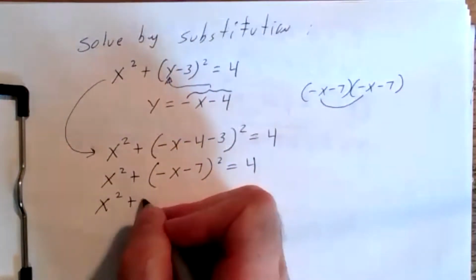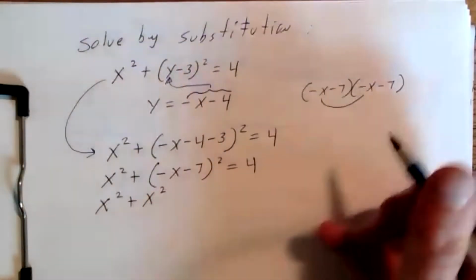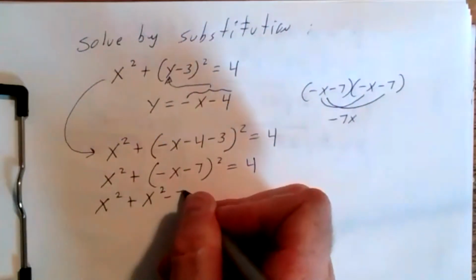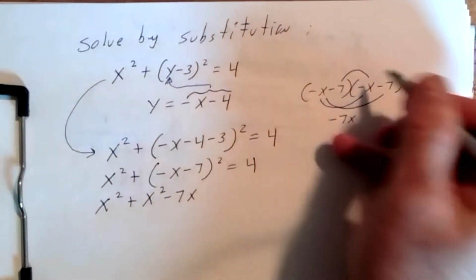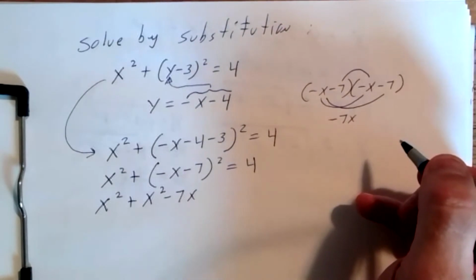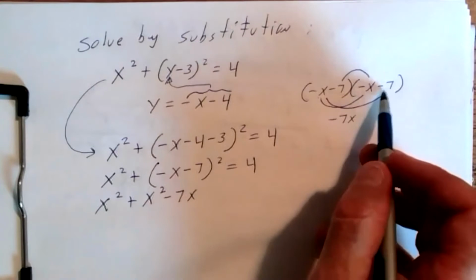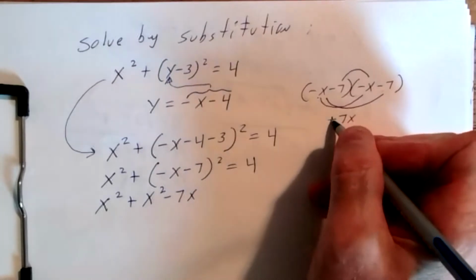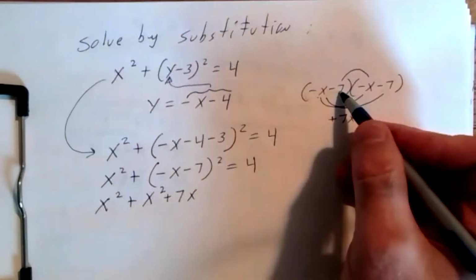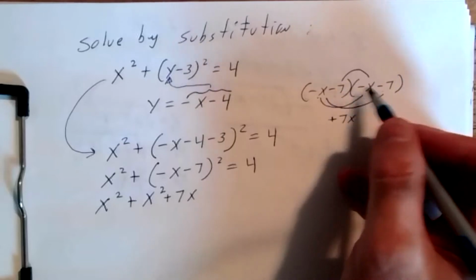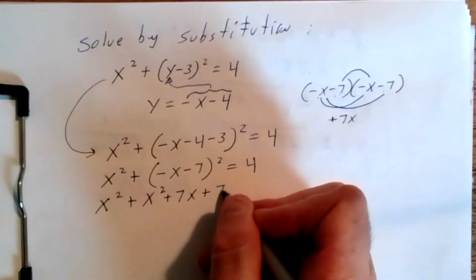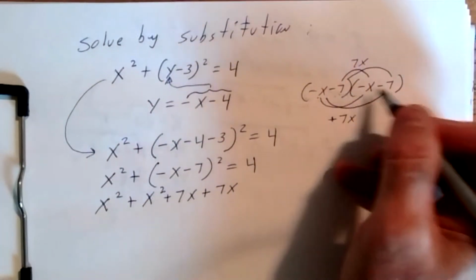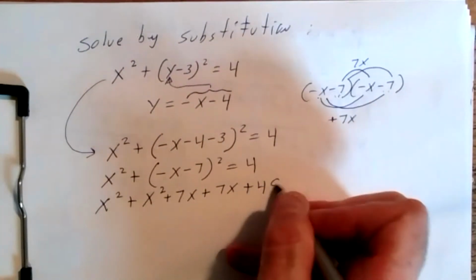-x times -x is plus x squared. -x times -7, wait a minute here. What's -x times -7? Not negative. Yeah, it should be positive 7x. I apologize. What's -7 times -x? Plus another 7x. Finally, what's -7 times -7 as we multiply the last terms together? That's plus 49, and that's equal to 4.